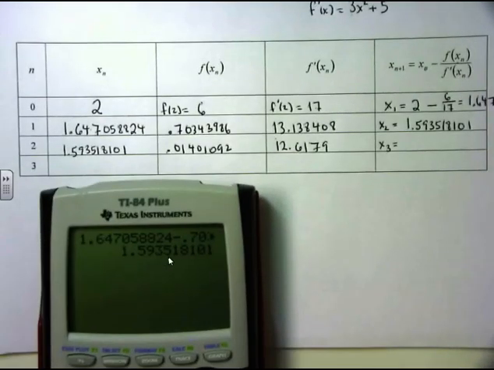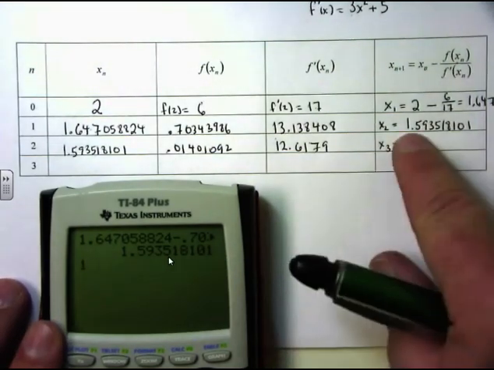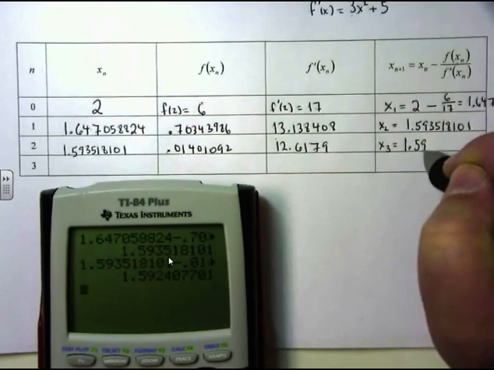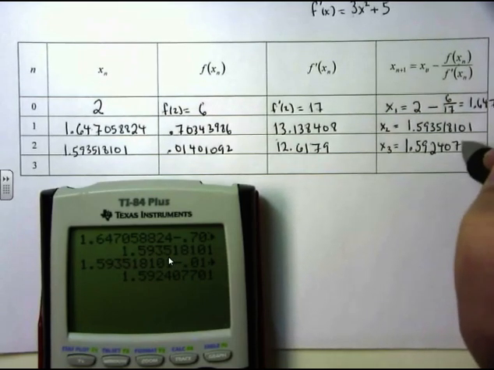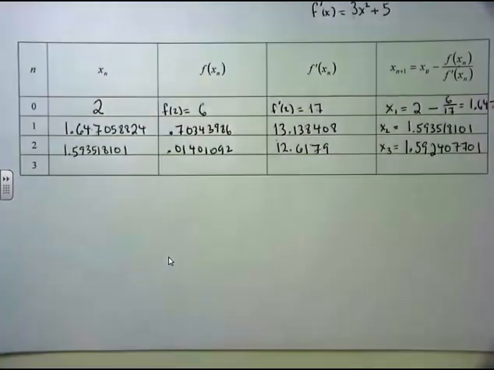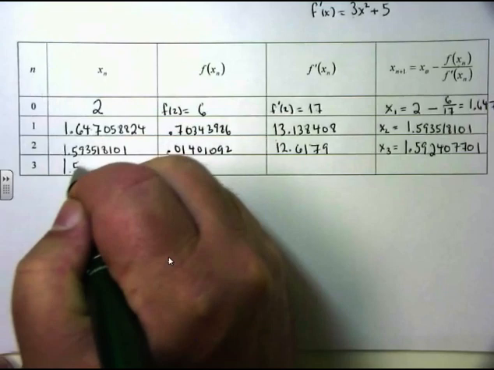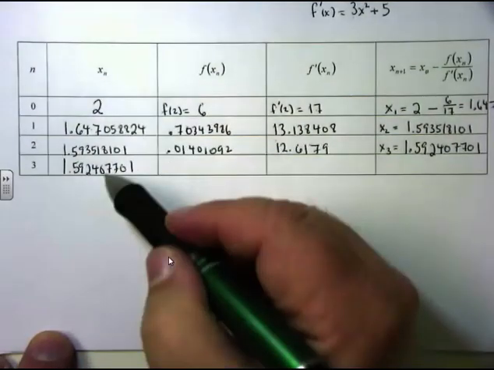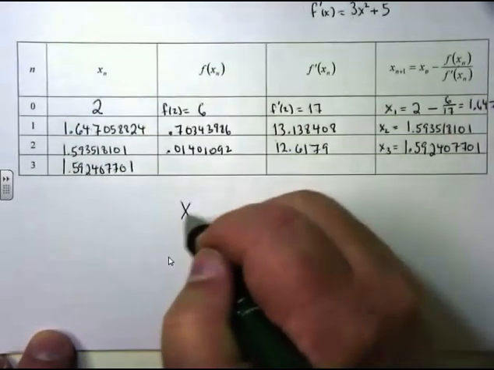Okay, I'm going to take x2, which is my 1.5935181101. I'm going to subtract off the functional value, 0.014011092, divided by the derivative, 12.6179. That gives me my third iteration, 1.5924077701. And that's my third iteration, which I'll put down here. And notice that's the third time I ran through my formula. But remember, the question is, what is x3? And that's where I stop.